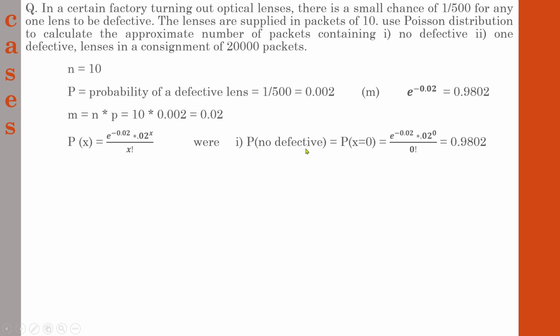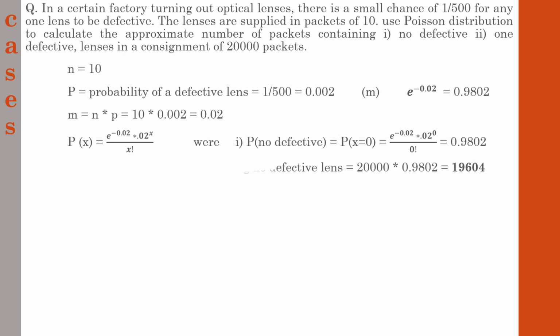So p of not defective means you have to write it as p of x equals 0, and the same Poisson distribution function is also taken here where the value of x will be 0, because we are dealing with the first one, no defective goods, that is x equal to 0. e raised to minus 0.02 into 0.02 raised to 0 divided by 0 factorial, you will get 0.9802. So that is the probability with regard to no defective goods. That is the value that represents the probability of no defective goods.